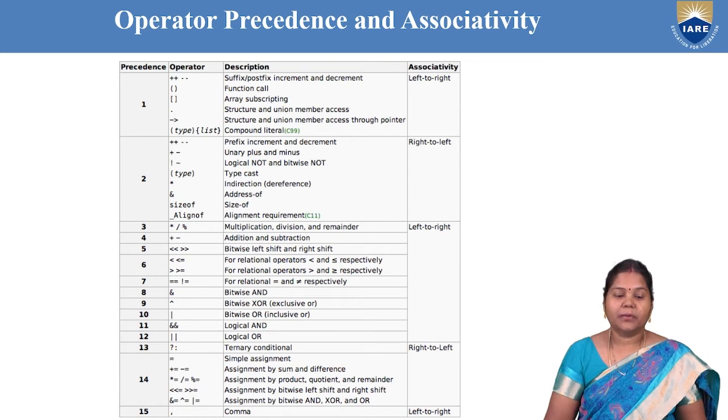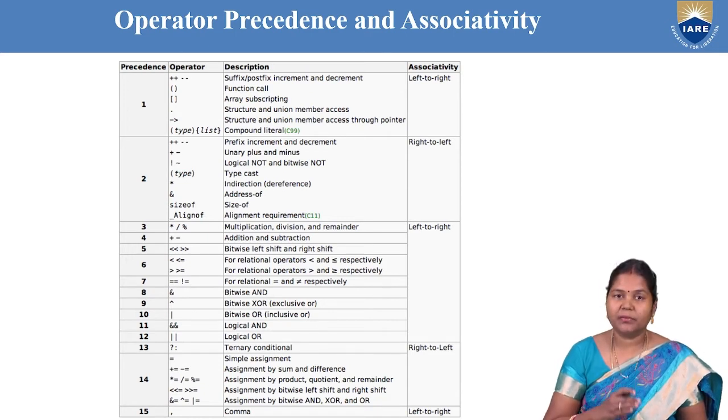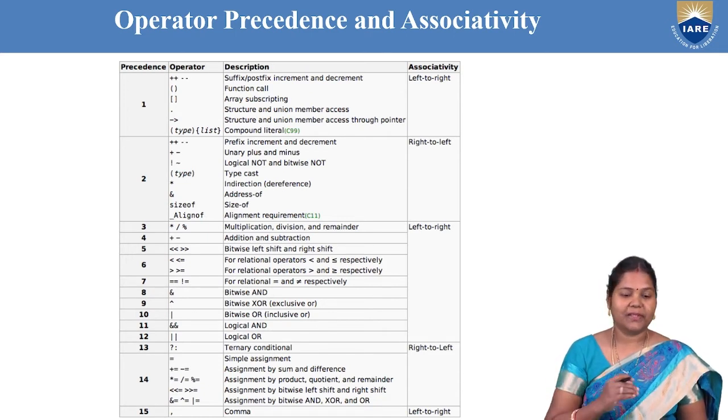Now let us talk about operator precedence and associativity. What do you mean by precedence? Whenever you execute any mathematical expression, or any expression you want to evaluate, the expression may contain a number of operators, and those operators are evaluated based on their precedence. That is, the order of evaluation depends on their precedence and associativity. Associativity tells whether the expression should be evaluated from left to right or from right to left.